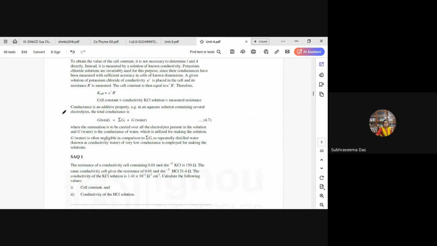Now we know that conductance is an additive property. That is why the total conductance can be given as the summation of Gi plus G of water. Here the G of water is negligible in comparison to the summation of Gi, and thus the total G can be written as sigma of Gi, the summation of Gi.